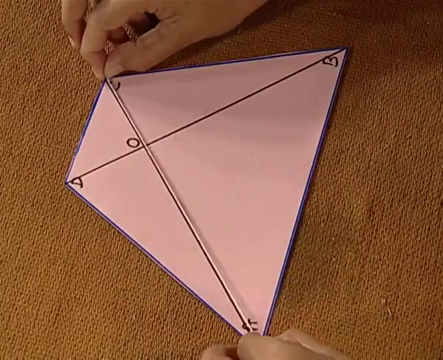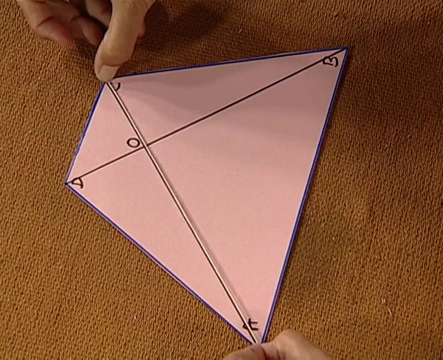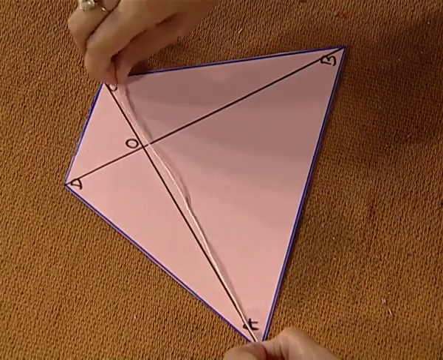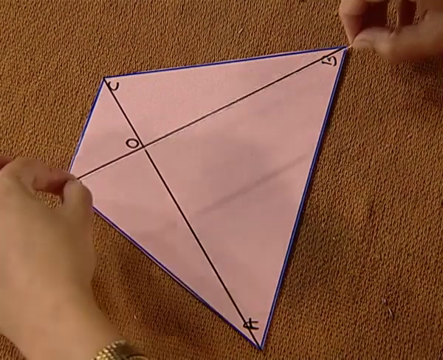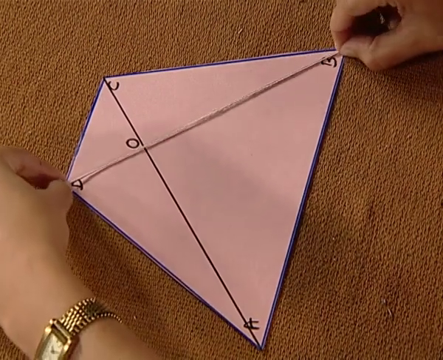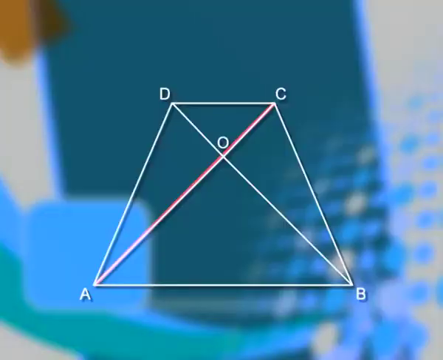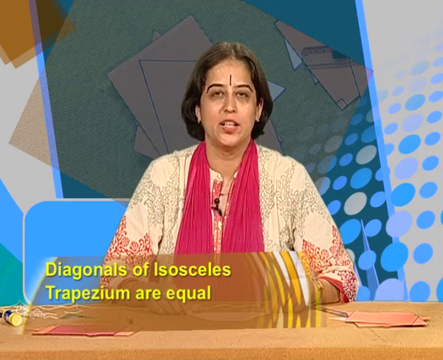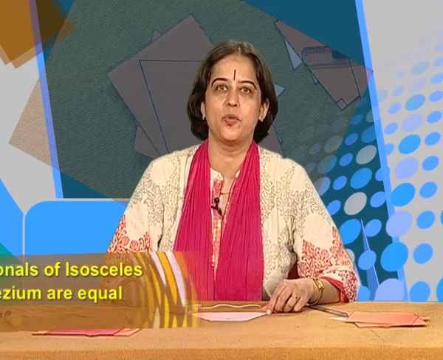Let us see what is the relationship between these two diagonals. So, we have taken a thread equal to the length of diagonal AC. Let us check whether it covers BD or not. BD is the other diagonal of this isosceles trapezium. It is observed that the thread equal to length of AC completely covers the second diagonal BD. This means the diagonals of isosceles trapezium are equal. Dear students, you can verify the properties of diagonals of different types of quadrilaterals through such activities.